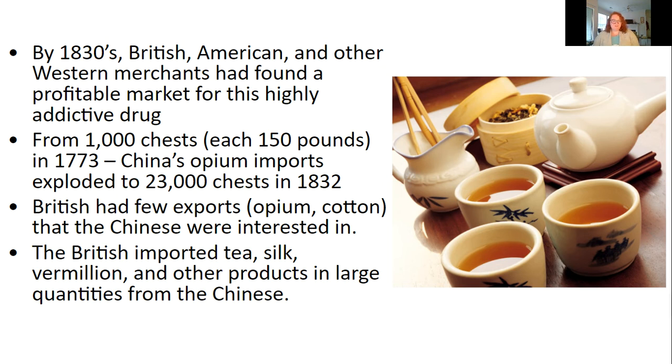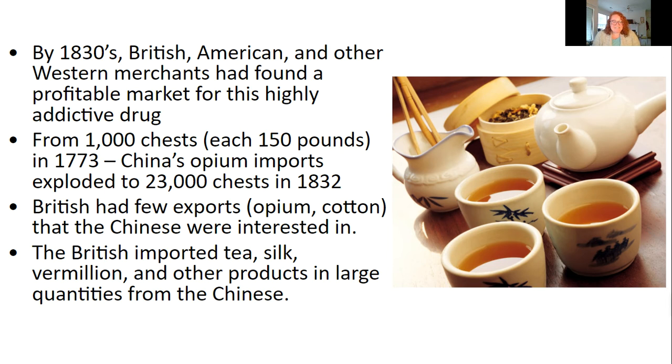So by the 1830s, the British, the Americans, and other Western merchants had found a very profitable market for this highly addictive drug. Now, from 1,000 chests, that's roughly 150 pounds, in 1773, China's opium imports exploded to 23,000 chests in 1832. Oh, wait, you do the math. Oh, yeah. If you are looking at your phone or your calculator and going, oh my gosh, that's the reaction that you should have.